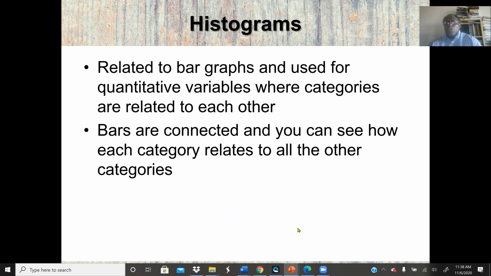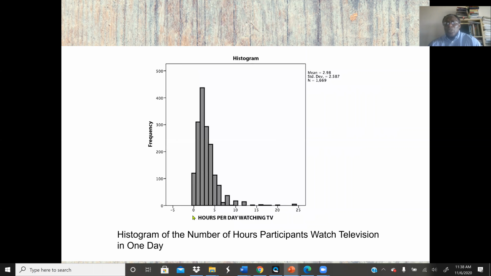But we can also use it for quantitative. So bars are connected and you can see how each category relates to all other categories. So this is an example. Now if I have a frequency distribution, my first column, the class category, will be hours per day watching TV. Then the frequency will be my second column, and that's the Y.